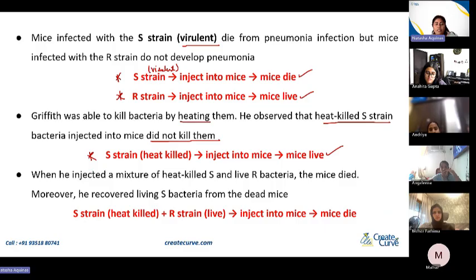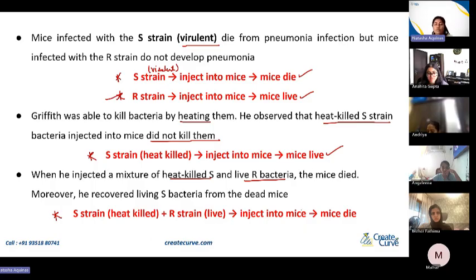Now, when he injected a mixture of the heat killed S strain and the live R bacteria, the mice died. Moreover, he recovered living S strain bacteria from the dead mice. So think about this. He has heat killed the S strain, and he has mixed it with the R strain. R strain he has not heated. It's just as it is, the same way we did it in the first stage. So he just mixed the heat killed S strain with the live R strain, without heat killing it, and now he has put this mixture into the mice.